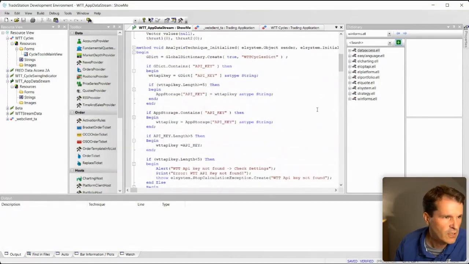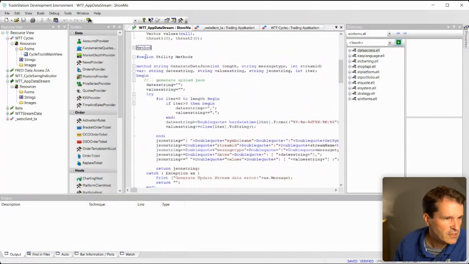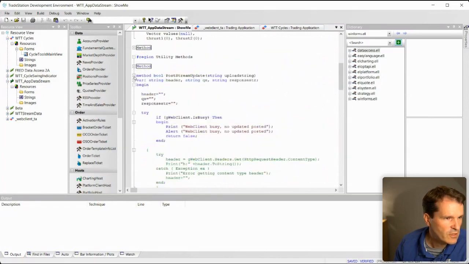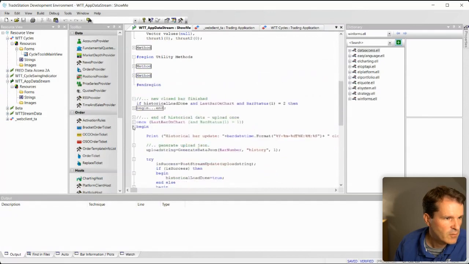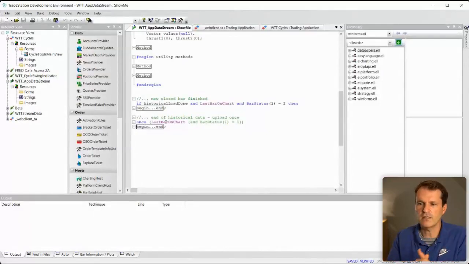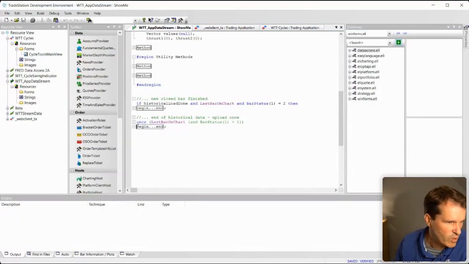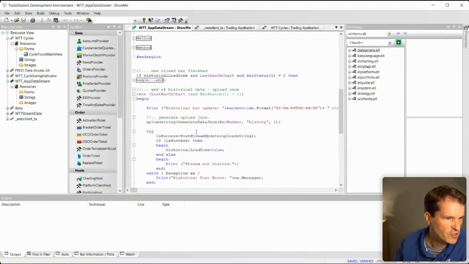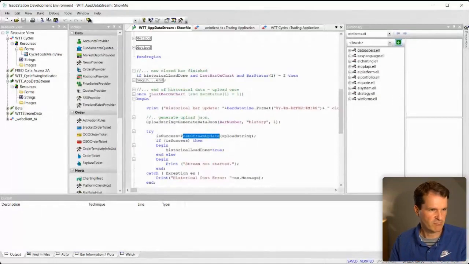So it's just an initialization, and there are two versions. The simple one runs just once, when the history of the data is uploaded into the cloud. If you see, it's just generating a JSON string, and then posting this information to the web. So it's very simple. It's just generating the data based on your chart, whatever is in there, and then posting the data up to the cloud.